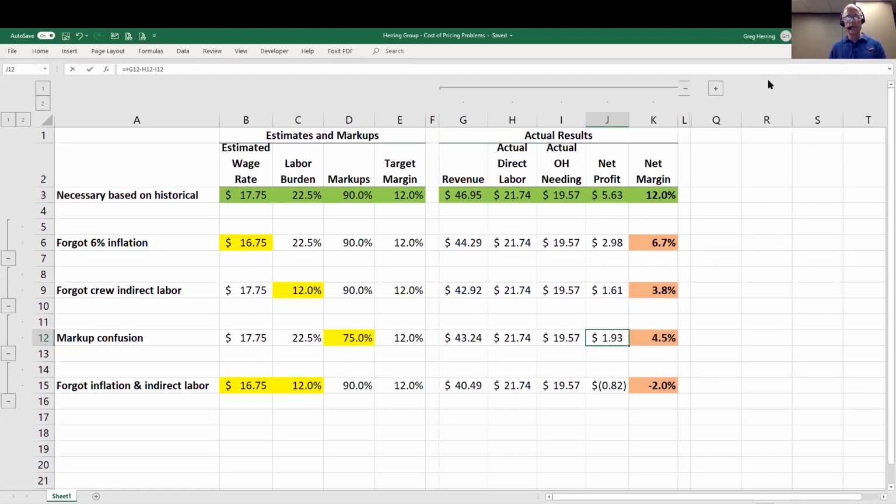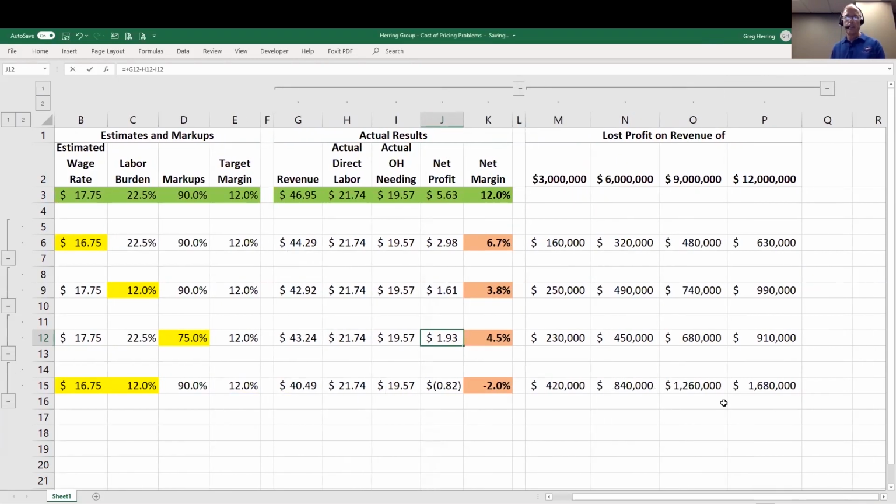Now, sometimes the percentages are confusing, and we just need to look at dollars. So Patrick, if you click on that plus sign on column Q, they're the dollars. So if you're a $3 million company, or this is a $3 million division, you're going to lose $160,000 if you forget about inflation. You're going to lose $250,000 if you forget about indirect shop time. It's up there in your direct cost.